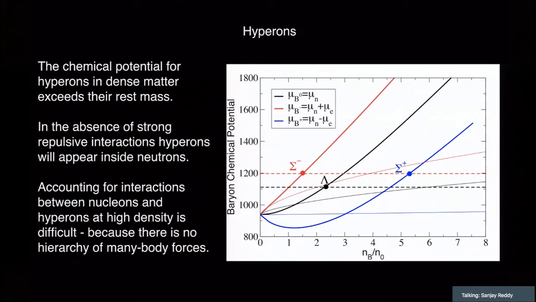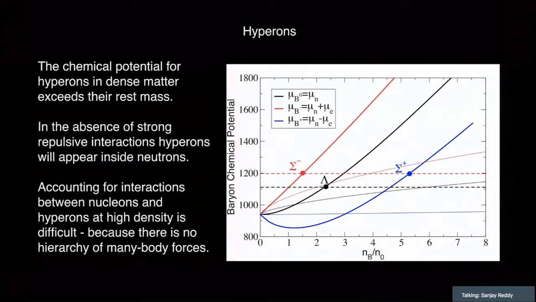So for example, if we want to ask at what density does the lambda baryon appear in dense matter, then the mass of the lambda baryon is shown by the black dashed curve. And when it intersects the neutron chemical potential shown by the solid black curve, at that point, you expect there to be enough energy in dense matter to produce lambda particles.